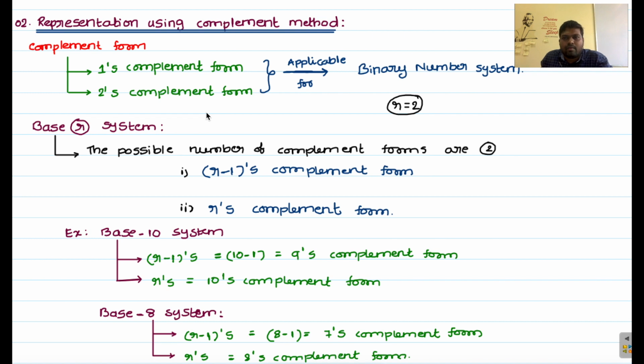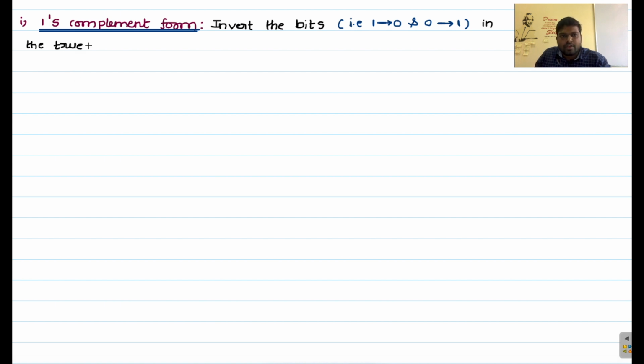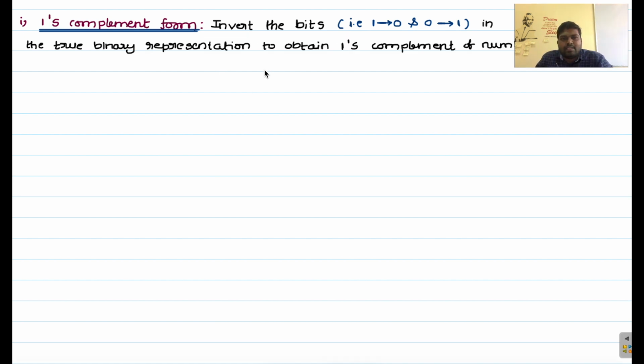Now we will move on to one's complement form method. The next one is one's complement form. So what is meant by this one's complement form? Invert the bits, that means 1 to 0 and 0 to 1, in the true binary representation to obtain the one's complement of the number.